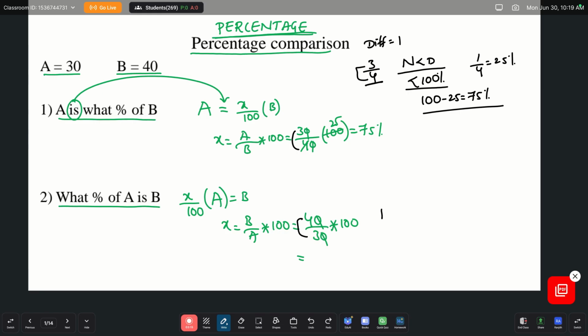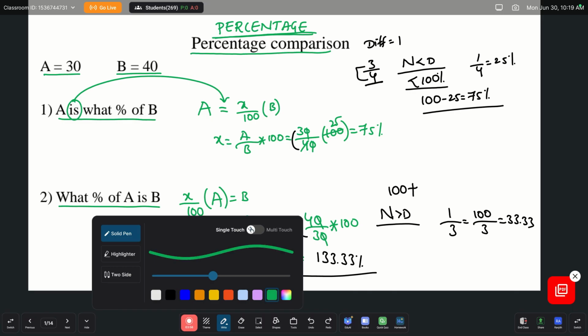Here the numerator is more than the denominator. If the numerator is more than the denominator, the percentage will be 100 plus. Again we need to take the difference of numerator and denominator. The difference will be equal to 1, the denominator will be equal to 3. 1 by 3 will be equal to 100 by 3. 100 by 3 is nothing but 33.33. So more than 100, we need to add 33.33. 100 plus 33.33 will be equal to 133.33 percentage. 4 by 3 is nothing but 133.33.